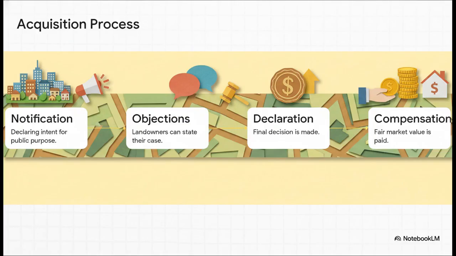Well, it's a pretty clear process. First, the government has to issue a public notification saying what they want to do. Now, this is crucial. That opens up a window for people to raise objections. Landowners can actually state their case. It's only after that step that a final declaration can be made, which is then followed by paying fair market compensation. It's a very structured system designed to try and balance what the public needs with what private citizens own.